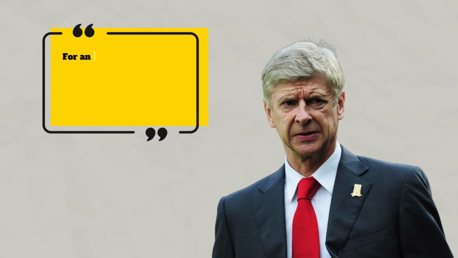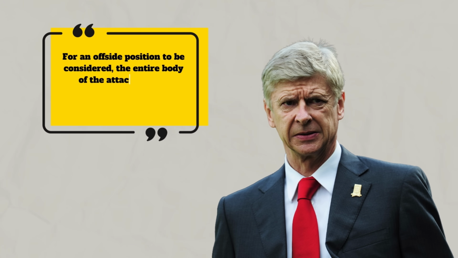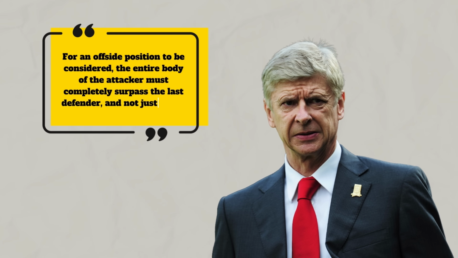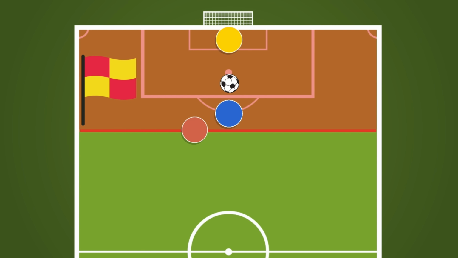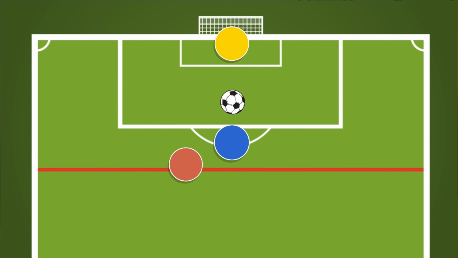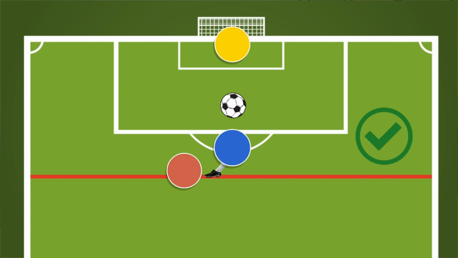Arsene Wenger himself, now director of development at FIFA, suggests that for an offside position to be considered, the entire body of the attacker must completely surpass the last defender, and not just a part. If we think about it for a second, the rule is the same as the one from 1925, but reversed. At that time, for the attacker to be onside, their entire body had to be behind the defender. Now the logic has flipped. The player would only be offside if their whole body is ahead. If any part that can play the ball is on the same line, then they're onside.